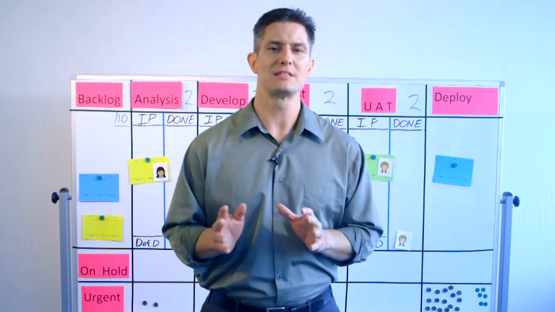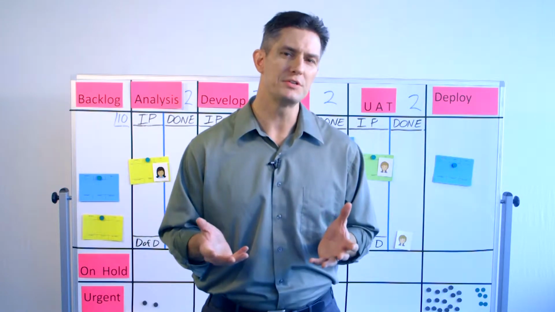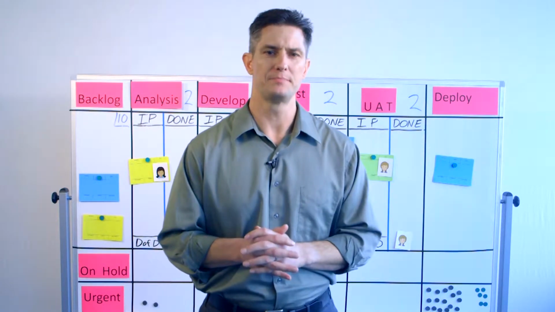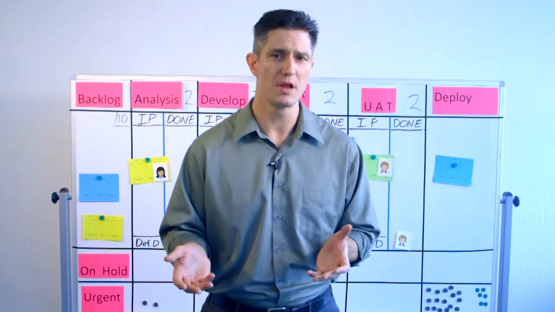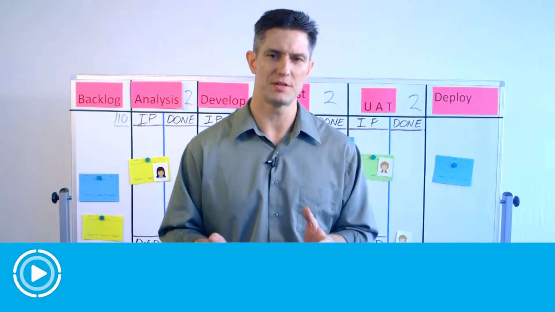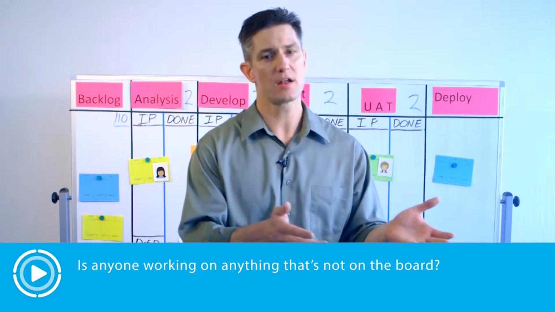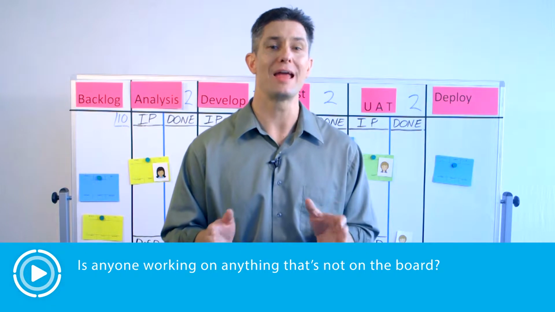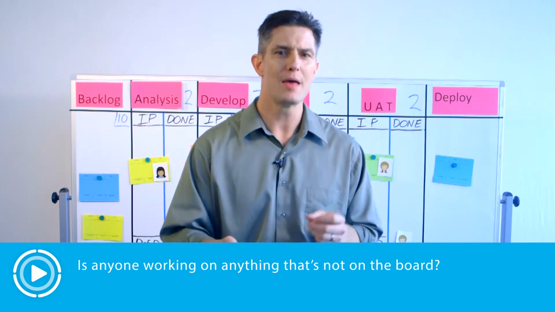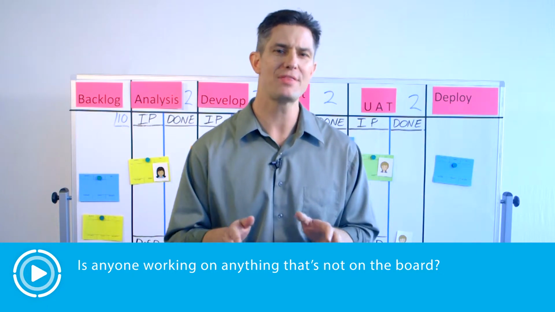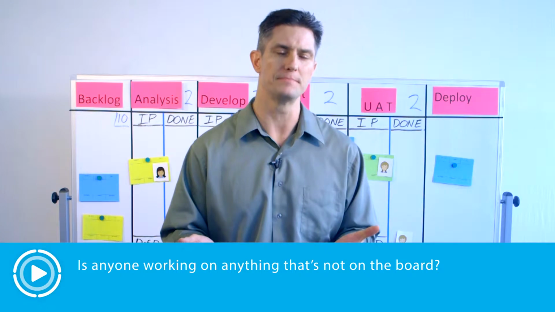After the facilitator has led the team through walking the board, you want to ask a couple more questions before wrapping up the stand-up. Because we go item by item rather than person by person, we ask more of a blanket question to the team, such as, is anyone working on anything that's not on the board? We want to be sure that we capture any unplanned work that somehow entered our system and pause for a moment to understand how that work entered and how we can prevent that from happening in the future.